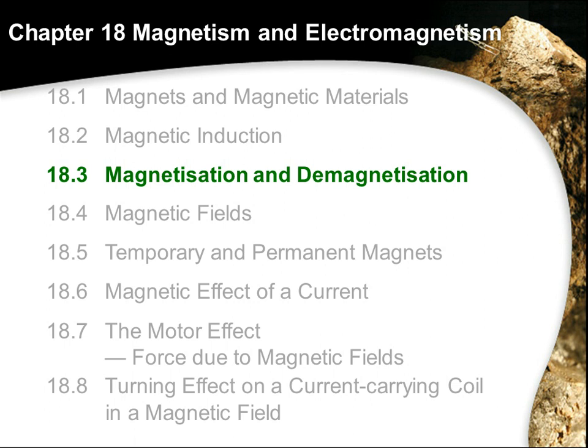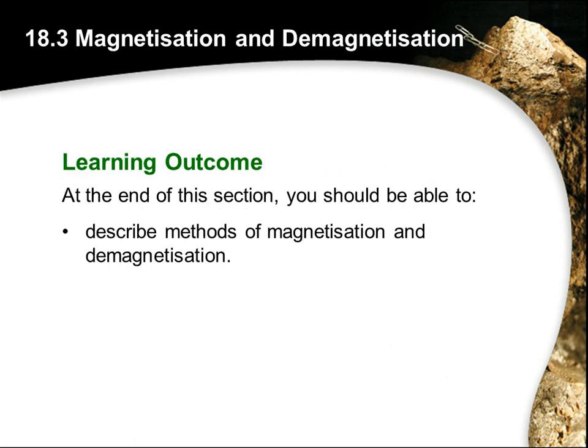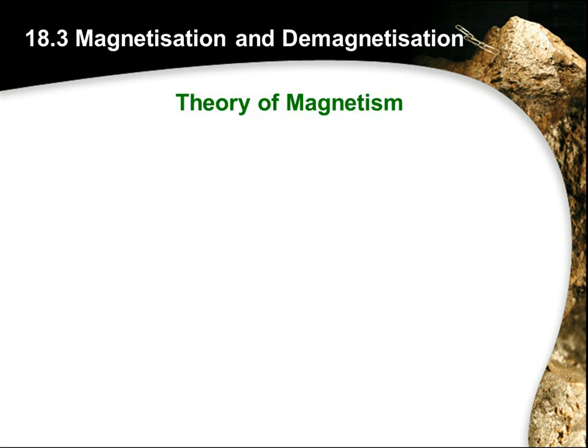And we also talked about methods of demagnetization, such as hitting the magnet, heating it, and putting it in the alternating current. So in this portion, we're going to go a little bit deeper at the level of the magnetic domains to understand why this is so. Okay, so we're going to describe these methods and why they work.